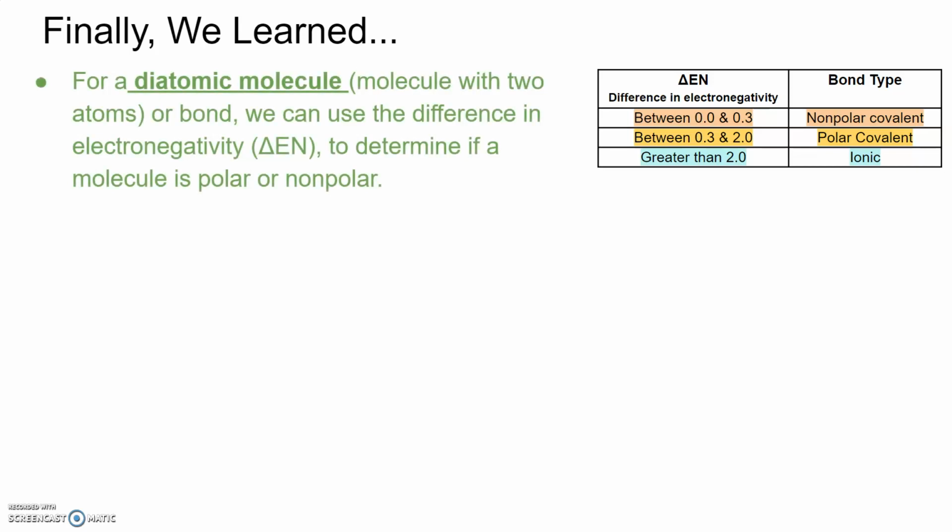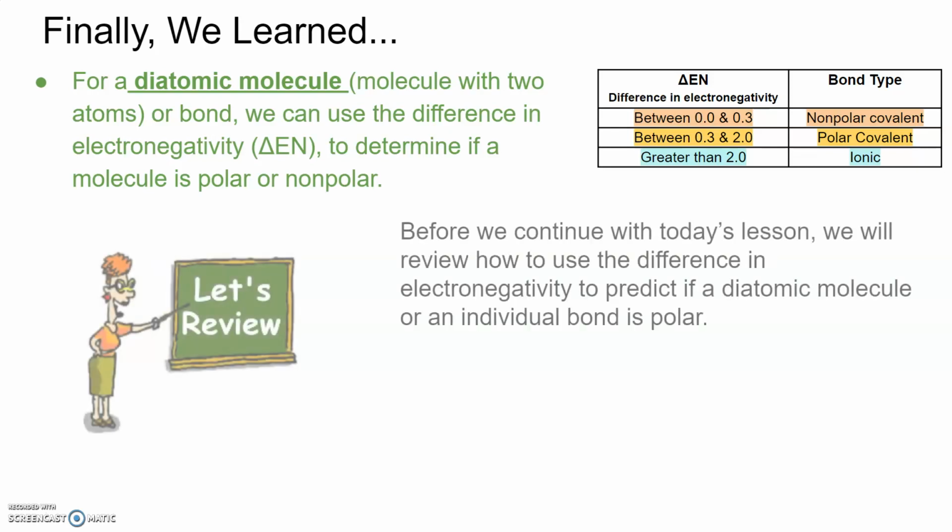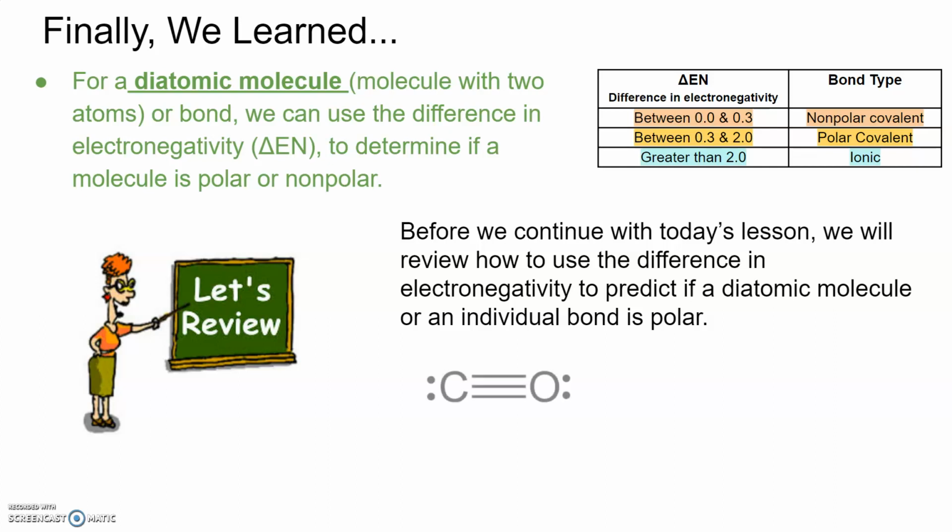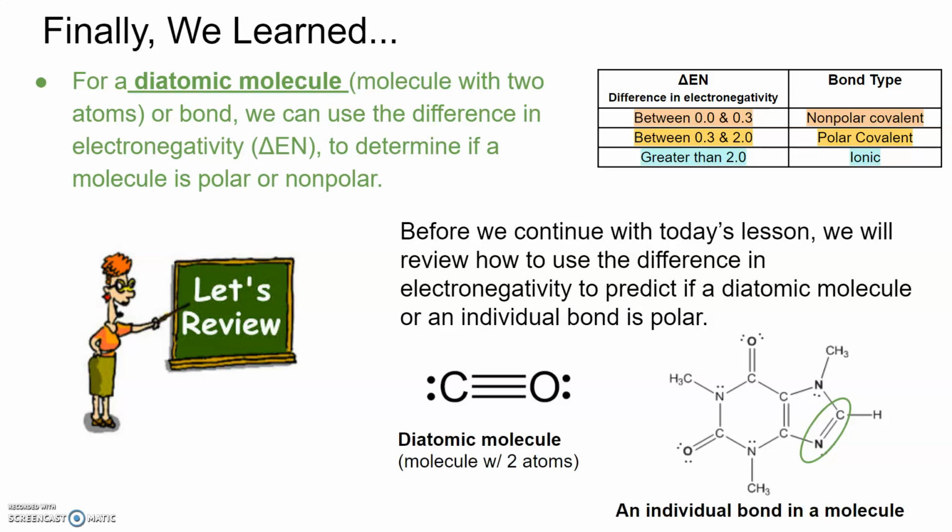And the last thing we learned is that for a diatomic molecule, a molecule with two atoms, or a bond, we can use a difference in electronegativity to determine if a molecule is polar or nonpolar. So before we continue with today's lesson, what we're going to do in part 1 is just review how do we use that difference in electronegativity to predict if a diatomic molecule or an individual bond in a molecule is polar.